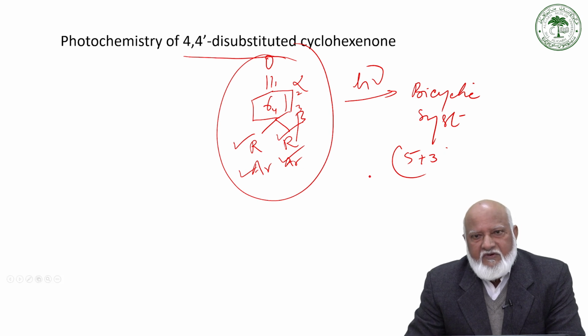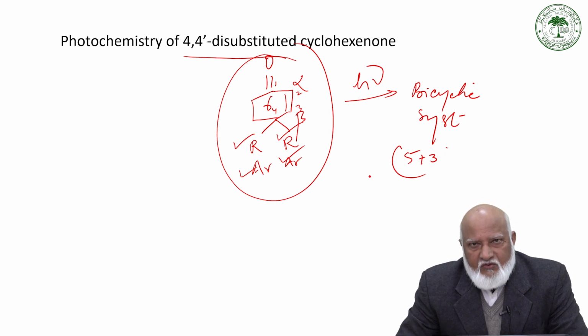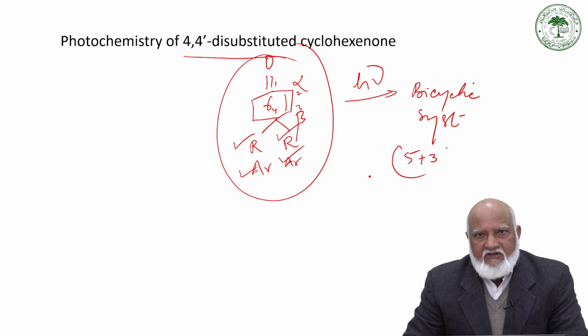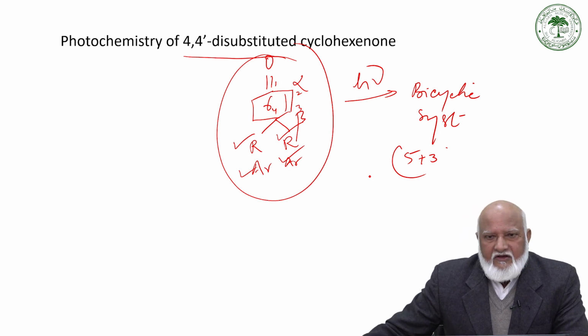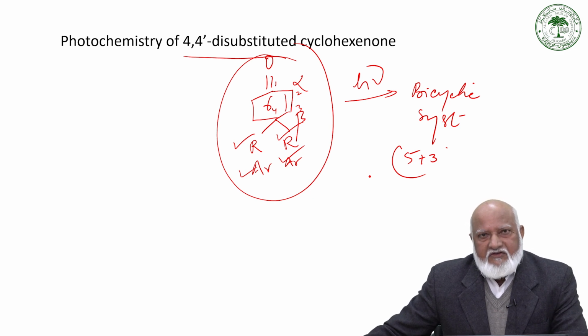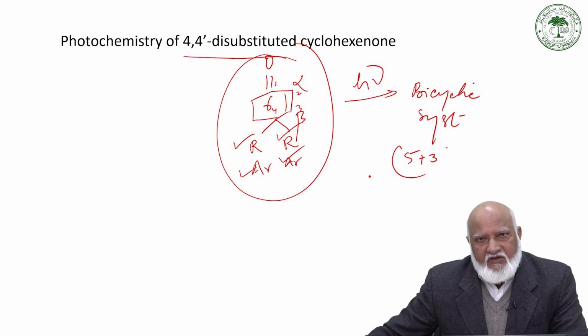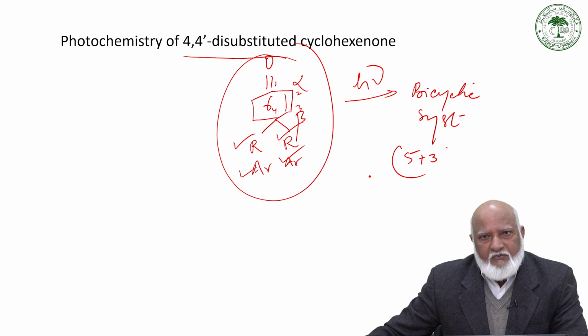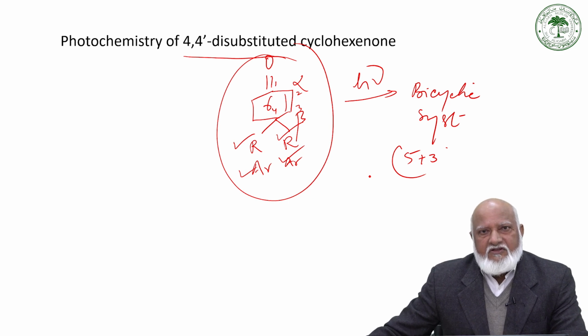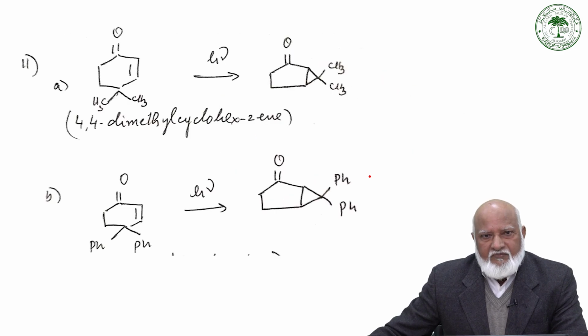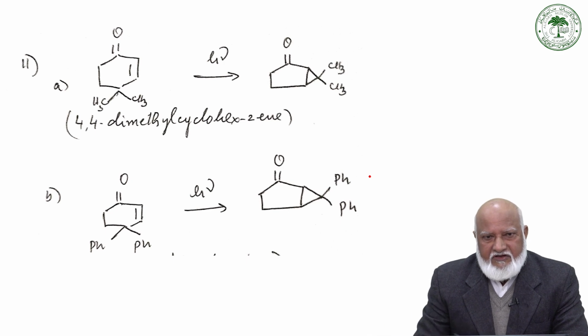So this rearrangement has been observed when cyclohexenone is disubstituted at the 4th position. Let us see what the product is. We'll just take 2 examples here, 4,4 dimethyl cyclohexenone and 4,4 diphenyl cyclohexenone, and see what the product is under photolytic conditions and what the steps involved in these reactions are. This is the rearrangement.